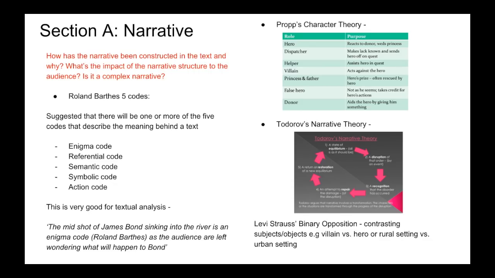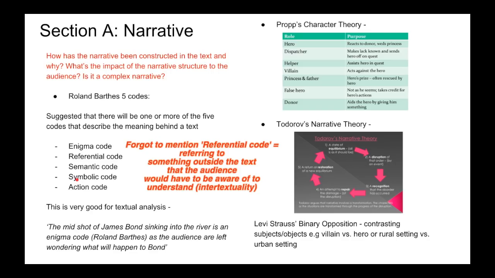Symbolic code. This code is about symbolism within the text. It uses opposites to show contrast and create greater meaning, tension, drama, and character development. This can be found in many other texts as well. This one's more specific to the text, while this is more general and wider. But definitely use this for textual analysis.